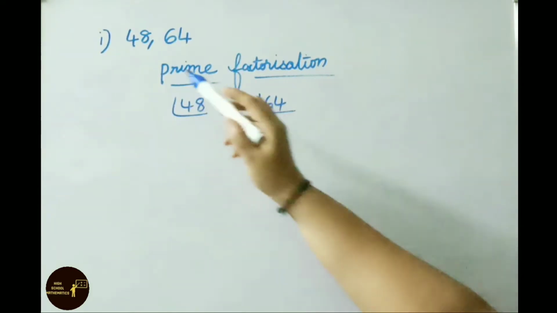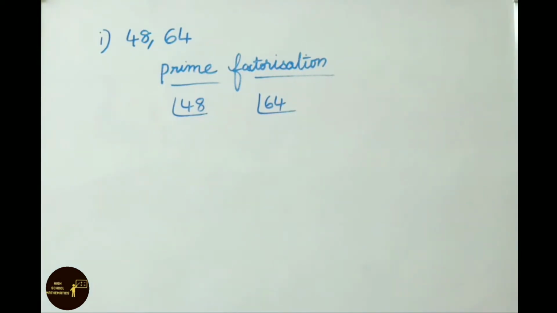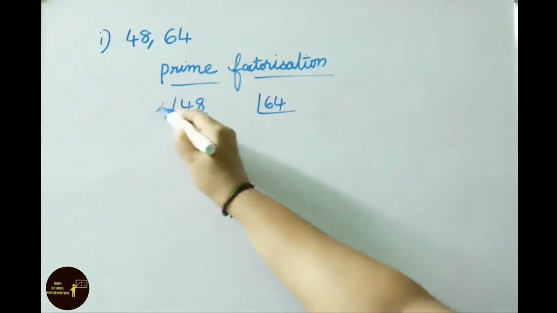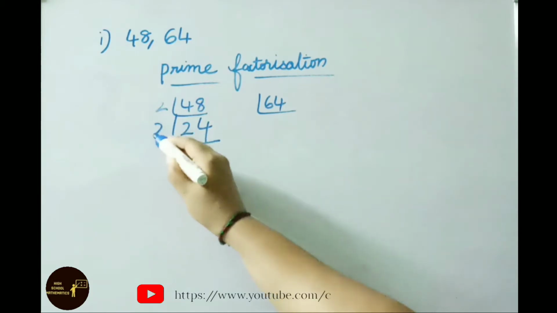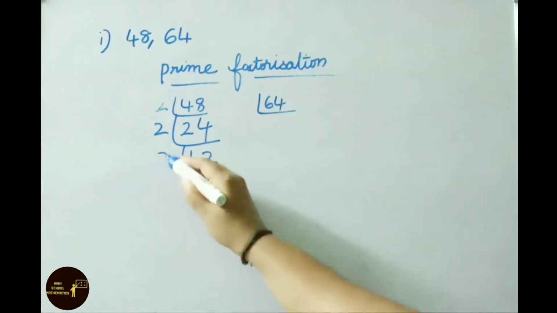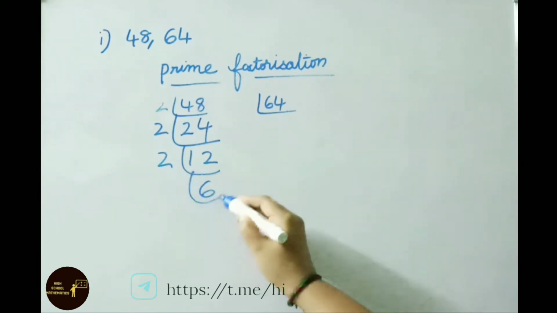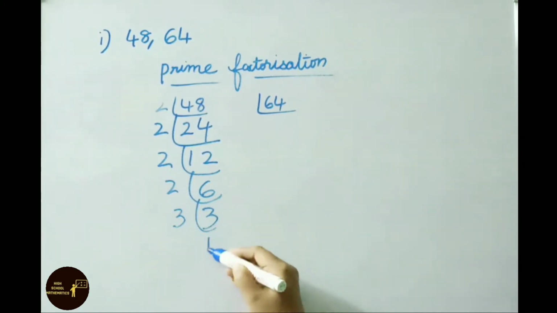Let us solve the first sum, 48 and 64, in the prime factorization method also. Now let us divide them. 2 table, 2 24s are 48. Again in 2 table, 2 12s are 24. 2 table, 2 6s are 12. 2 table, 2 3s are 6. 3 table, 3 1s are 3.